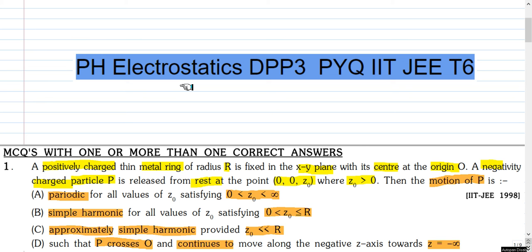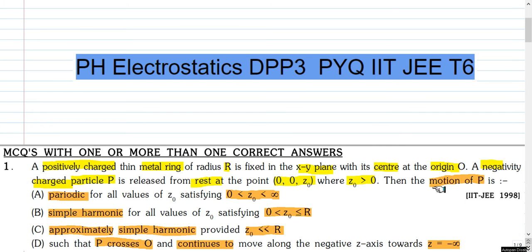In this video, I will discuss some electrostatics problems from previous year's question papers of IIT JEE. This is the first question. A positively charged thin metal ring of radius r is fixed in the xy plane with its center at the origin O. A negatively charged particle P is released from rest at (0, 0, z0), where z0 is greater than 0.